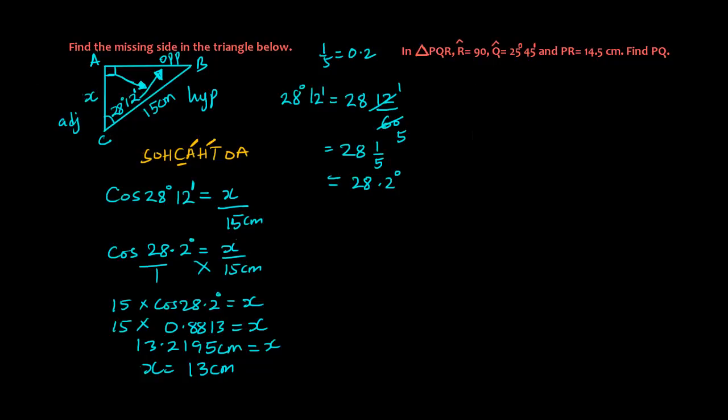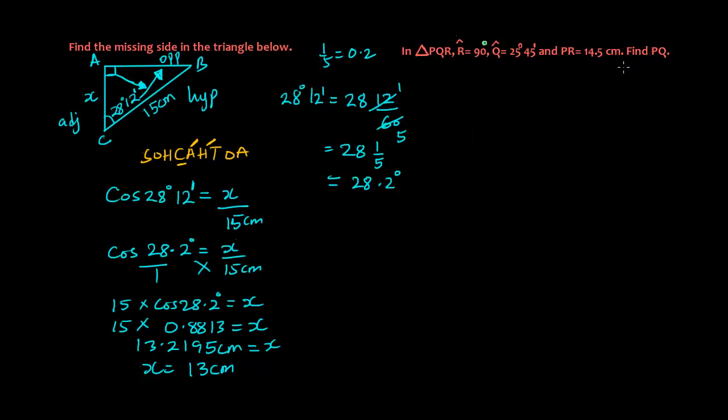And let's go to the next question here. This says in triangle PQR, R is 90 degrees. The sign here shows that this is an angle. So the angle R is 90 degrees. The angle Q is 25 degrees and 45 minutes, so we have to convert this to degrees totally. And PR is 14.5 centimeters.